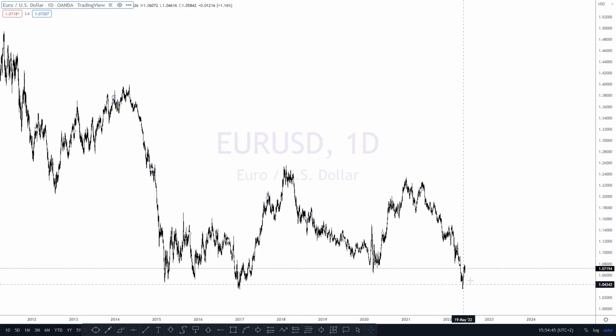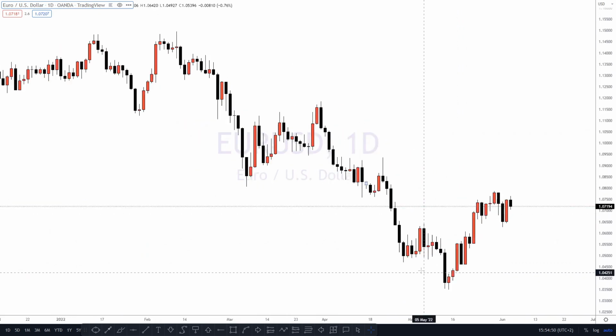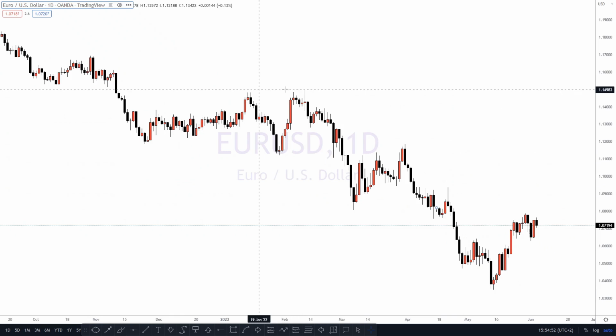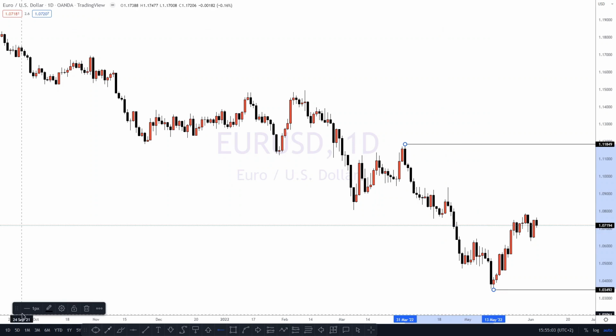So we have these two levels that you currently have to play in between. So price went up, daily lower high, daily lower low, done. Not gonna focus on anything else. Daily lower high, daily lower low.